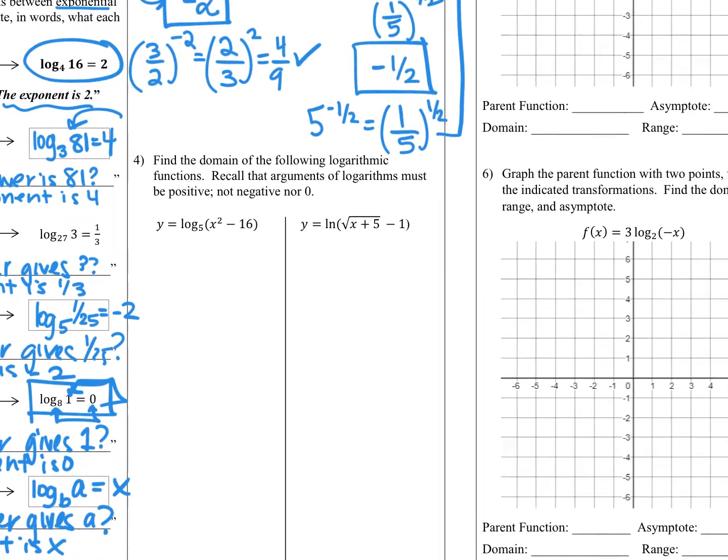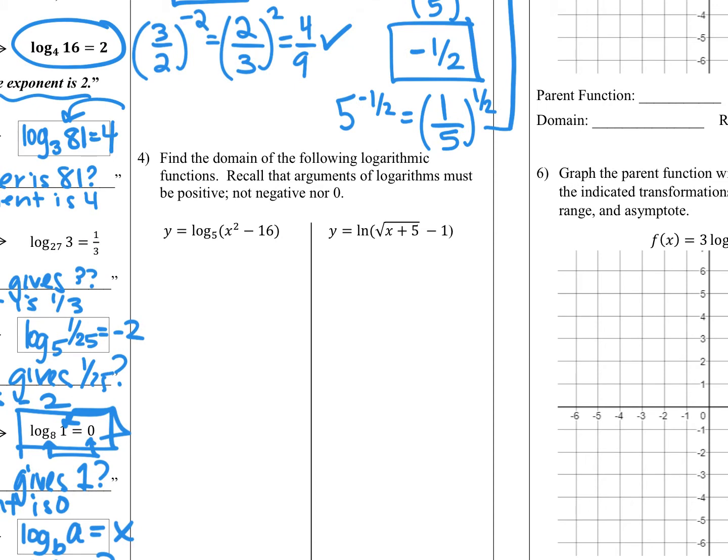All right, for number 4, it wants us to find the domain of the following logarithms, and it does have a little reminder here that the argument of a log must always be positive. It can't be negative and it can't be 0, so that inside portion here. So we don't really need to know much about the base. We just want to make sure that x squared minus 16 is staying positive, so it's staying greater than 0.